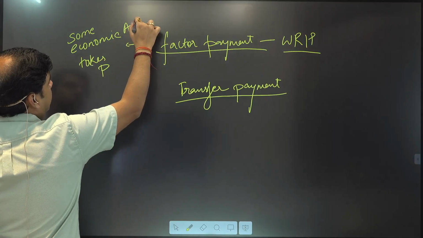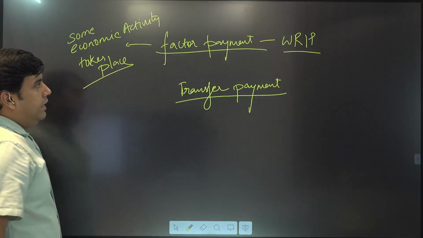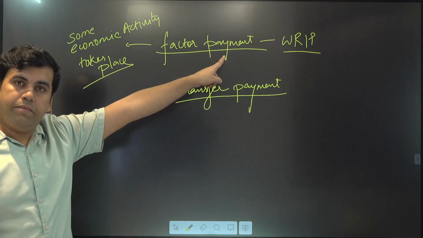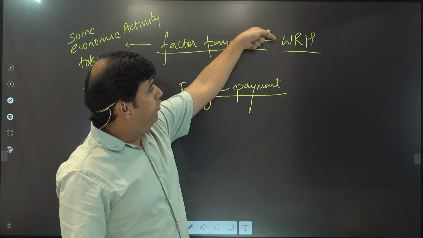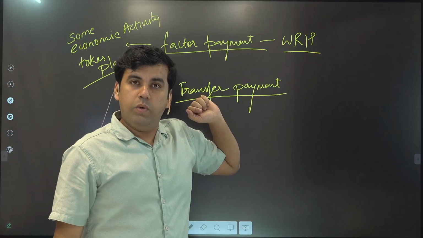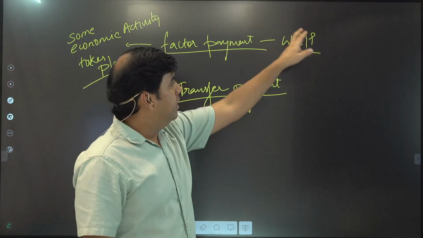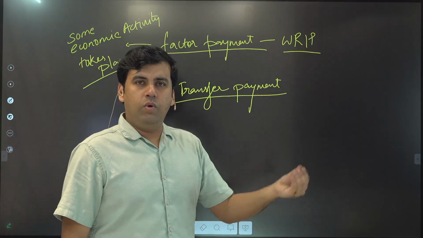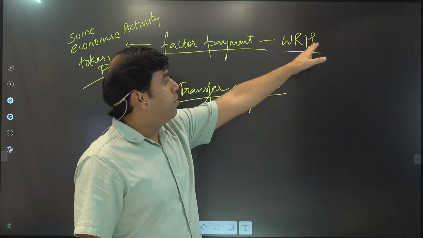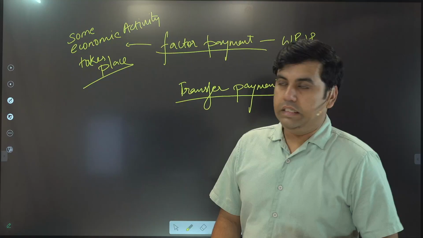Some economic activity takes place, right? That's why the factor payment is being made. Some work has been done, that's why. Wages have been earned against the work. Rent has been earned against the property or a machine. Interest has been earned against the investment or savings, like loans, lendings, borrowings. Profit is earned against the business. So some economic activity has been conducted.